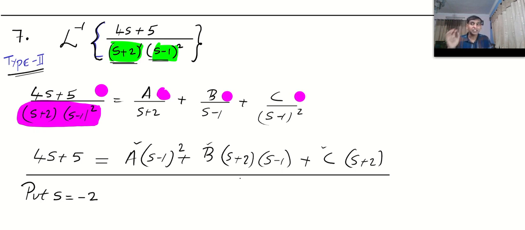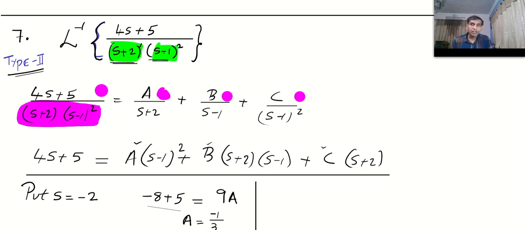And why I call it the best is because when I plug in s equal to minus 2, a few terms will vanish. So what is 4 times minus 2? Minus 8 plus 5 is equal to, what is minus 2 minus 1 the whole squared? That will be 9a. Done. Because this will be gone. Minus 2 plus 2 will be 0. So did you understand why I called it a good number? So a will be equal to minus 3 by 9, which is minus 1 by 3.